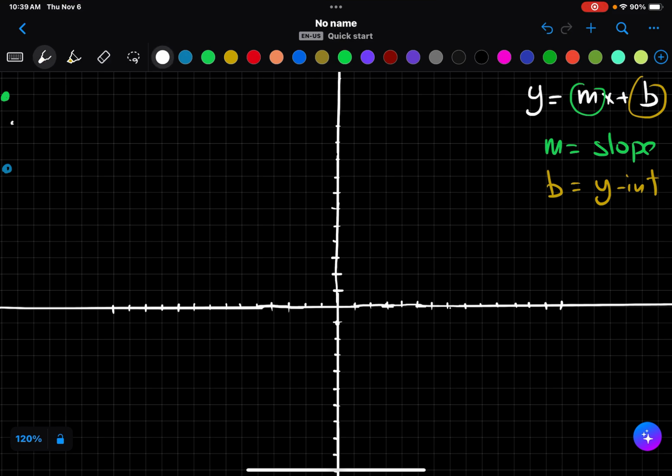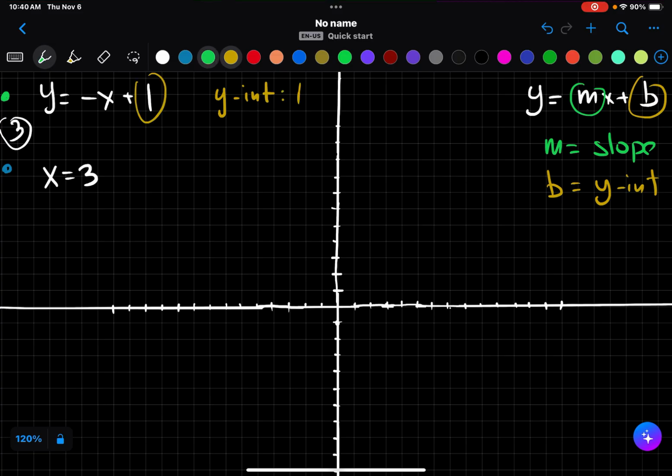For number 3, you have two equations, and number 3 is a little weird. So y equals negative x plus 1, that's not the weird one, and then x equals 3. So let's do the green one, because that one is pretty normal. The y-intercept here is going to be just a positive 1, right? And the slope is the negative 1. So we can say it's negative 1 over 1. So go down 1 to the right 1.